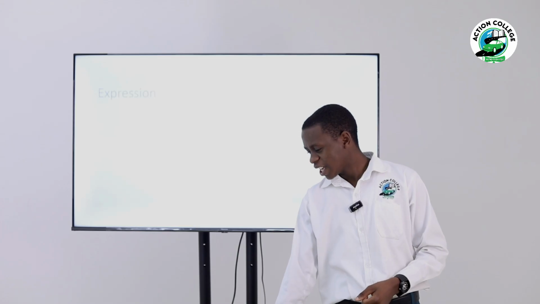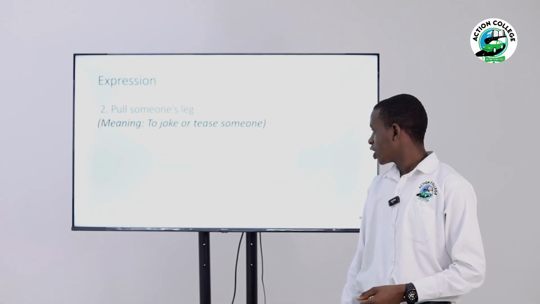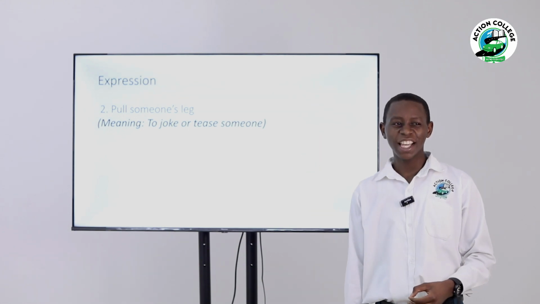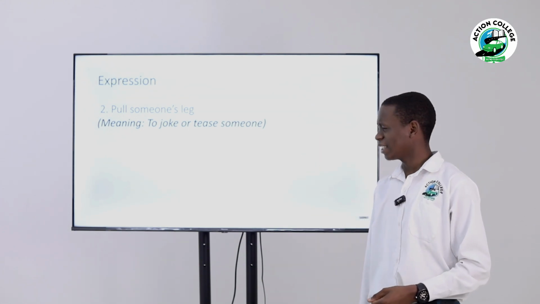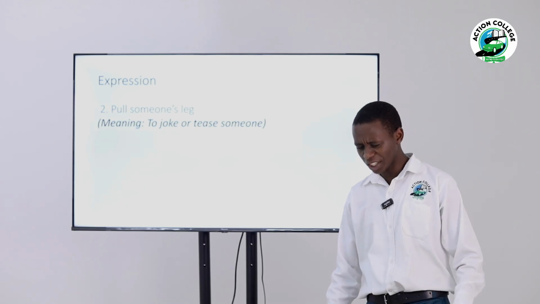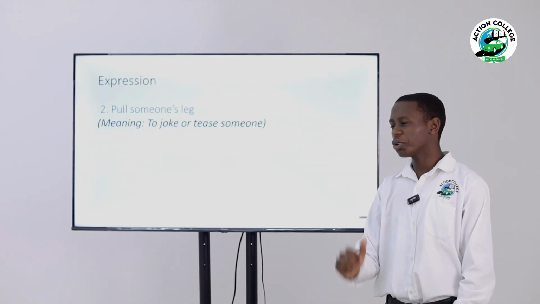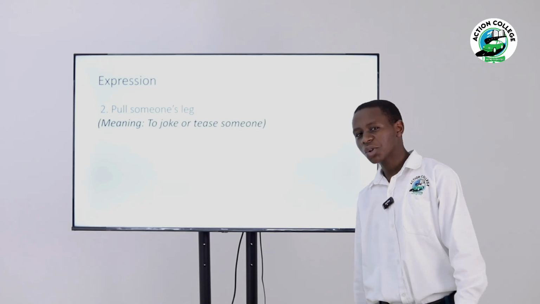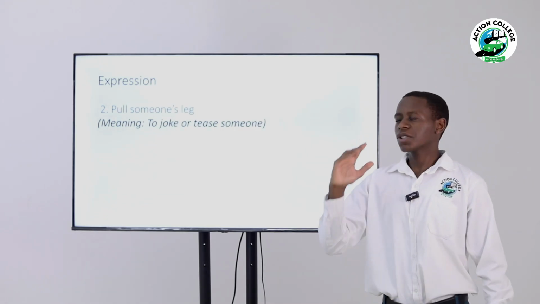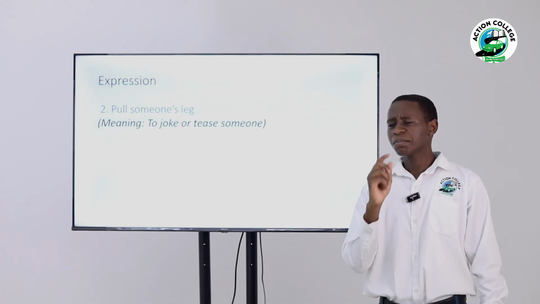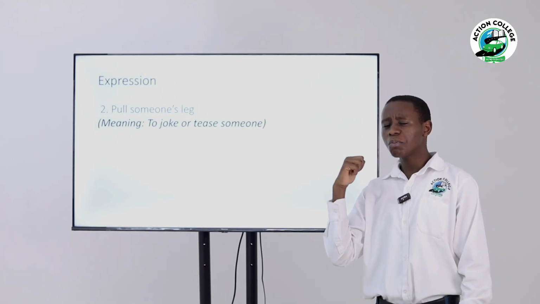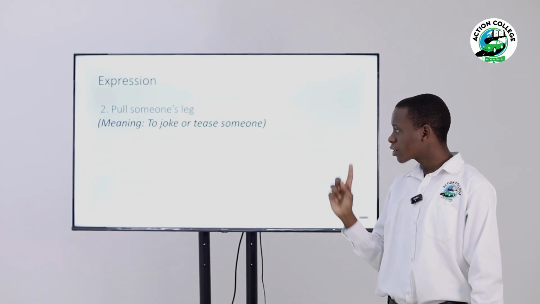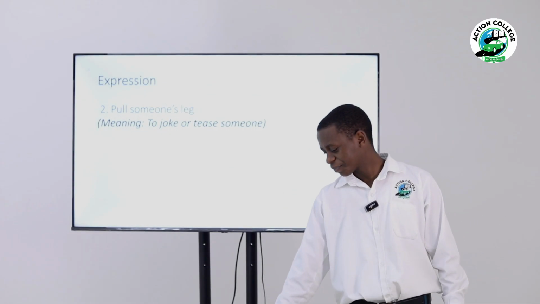The second expression is "to pull someone's leg." This is interesting. Maybe you think it means to pull this leg, but no. It is to joke or to tease someone. Maybe it can be at work, at school, or in society. So remember that, if you want to pull someone's leg, it means that you want to joke with him or her. So let's see some examples.